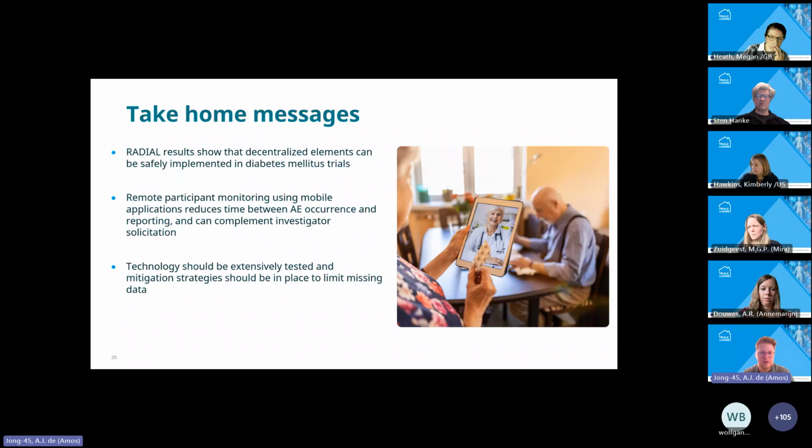And technology should be extensively tested, and mitigation strategies should be in place to really limit the missing data that was also observed in this study.